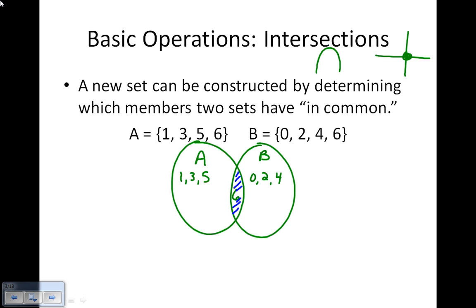So I would write A intersect B is equal to, I open up my new set, and I write down all the numbers or all the members of both of those sets that are shared or in common. In this case, there's only one number. That's a 6. So my set here is just 6. And the size of that set would be 1, because there's only one member or one element.